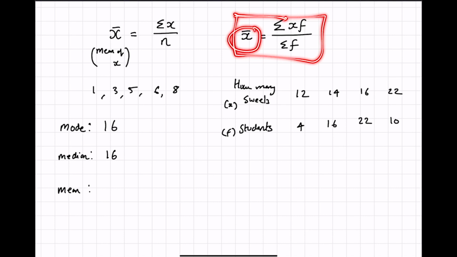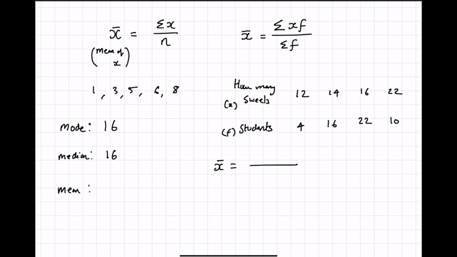So we're trying to find out this value for x bar, and therefore we need to figure out this one and this one here. The easiest one to figure out is the sum of the frequencies. The sum of the frequencies is quite simply that plus that plus that. That's 20, 42, 52. So our sum of the frequencies is equal to 52. And I did that by doing 4 plus 16 plus 22 plus 10. And now what I need to do is find the sum of x times f. So what is x times f?